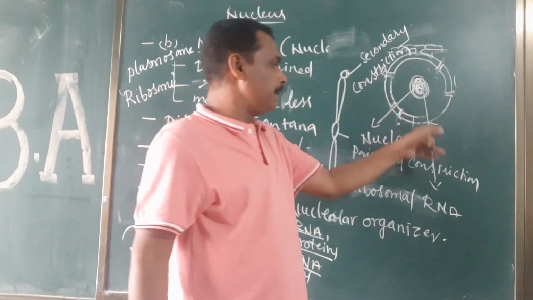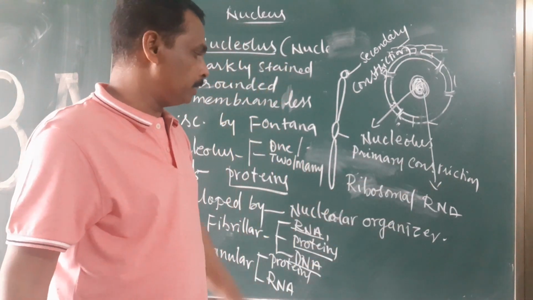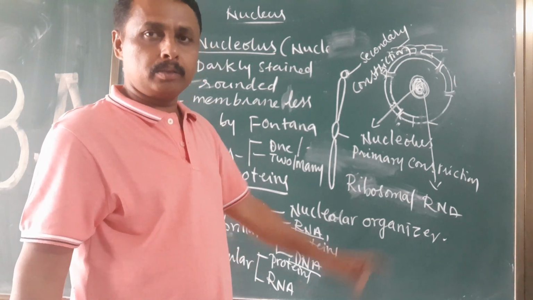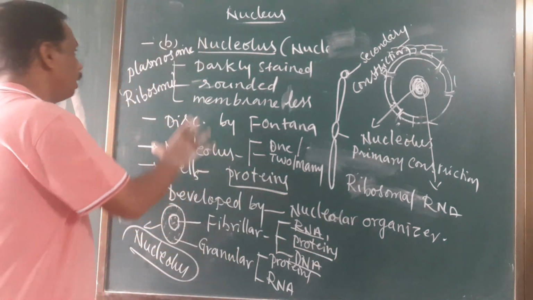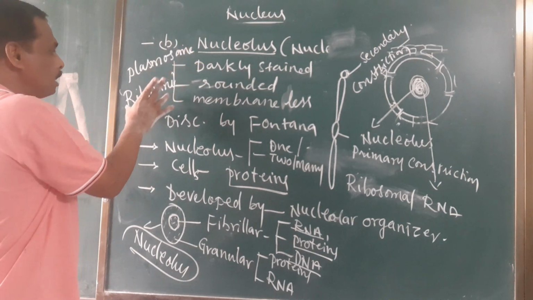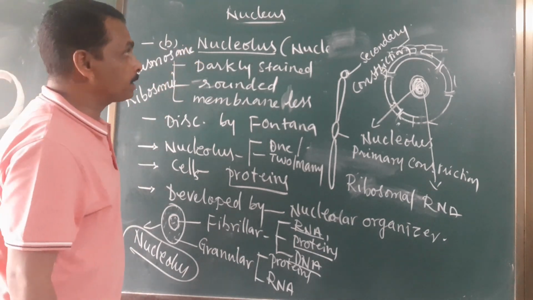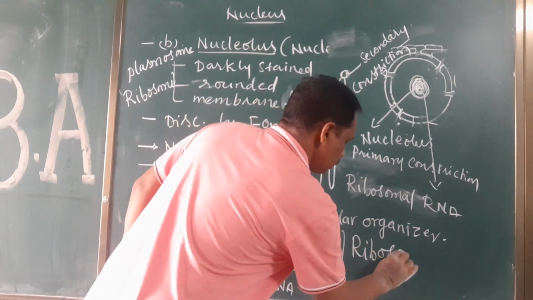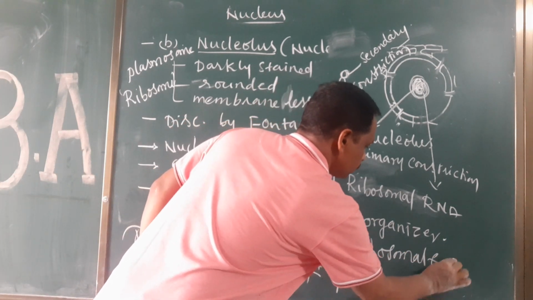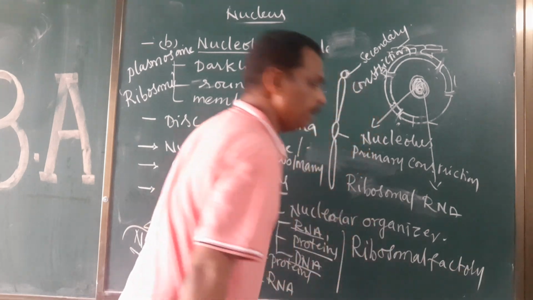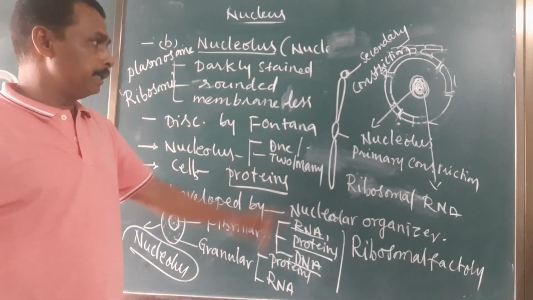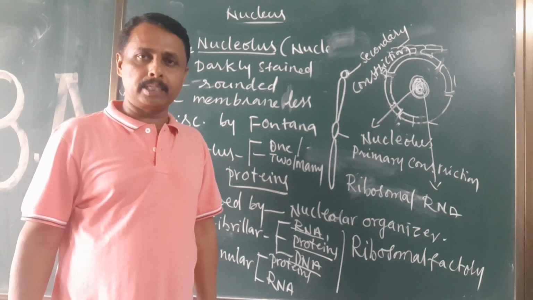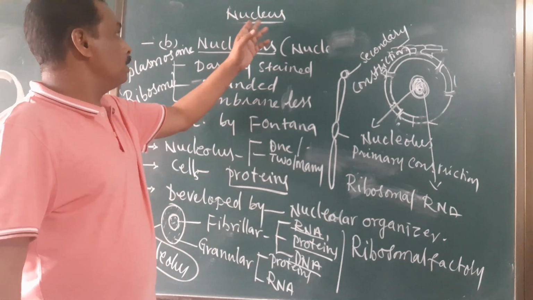And the nucleolus is considered a site of formation of ribosomal RNA. This nucleolus is otherwise called plasmosome, or also called the ribosomal factory of the cell. The nucleolus is considered the ribosomal factory of the cell. Is it clear? So, what is the nucleolus?